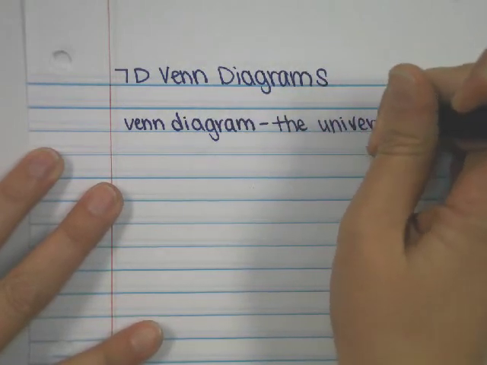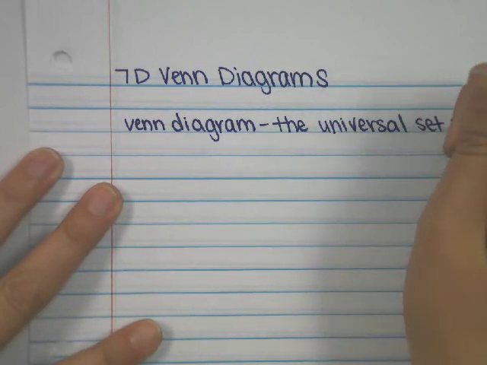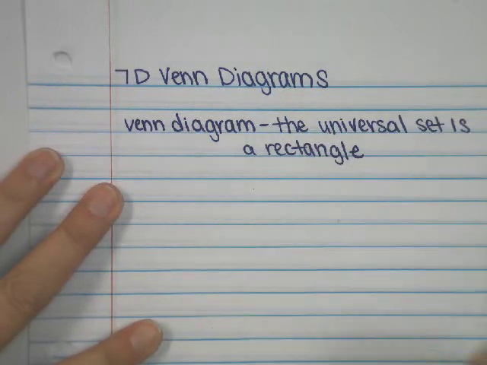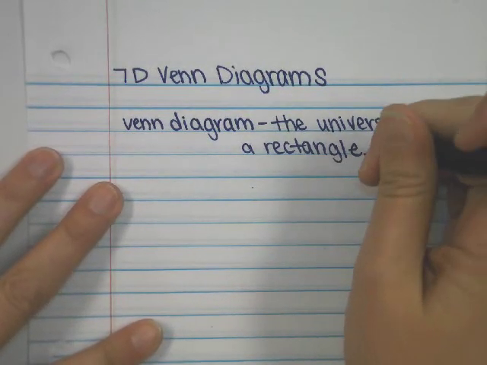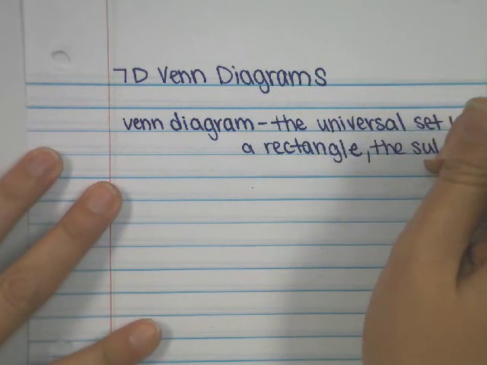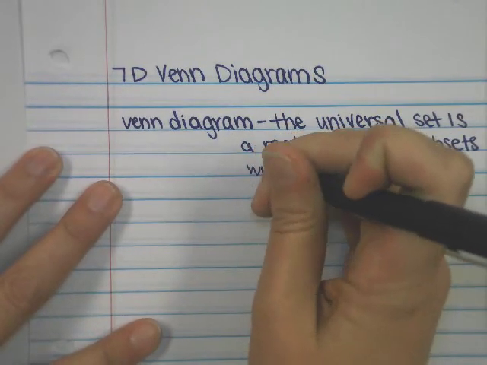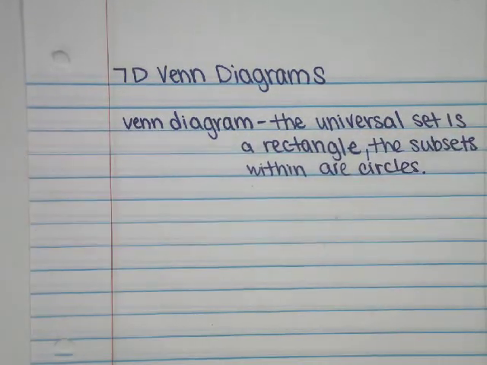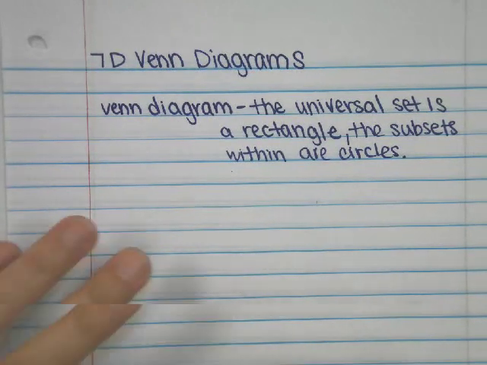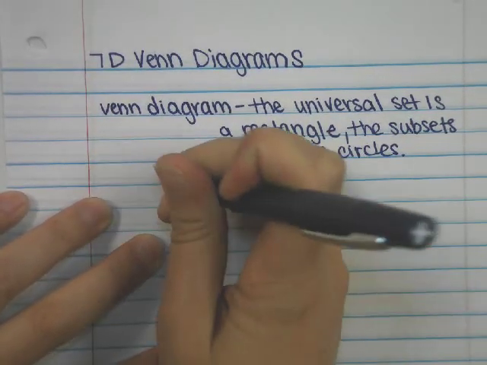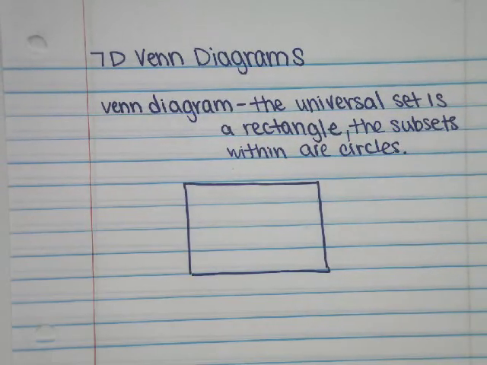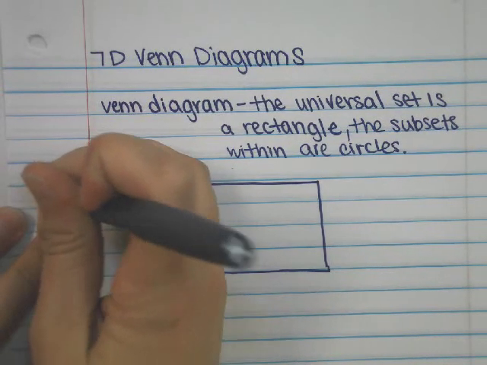the universal set is represented by a rectangle. And then the sets within are going to be circles. That's just your standard way of making a Venn diagram. So we start with a universal set, and then within that we will have subsets. So we'll make an example here.